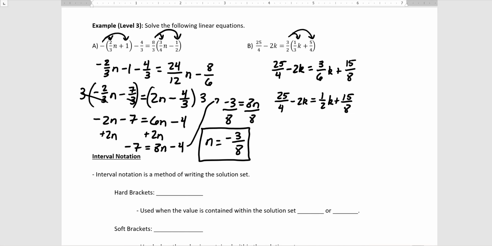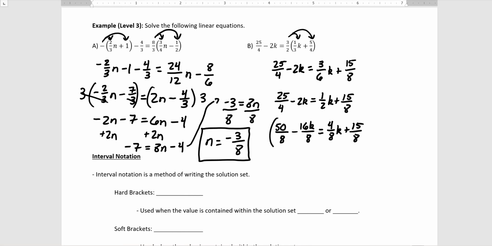Gross. Well, looking at letter A, we had that common denominator that we multiplied by, and that made everything easier. So let's try to get everything here to have a common denominator, all right? So I have denominators of 4, 2, and 8. 8 would be the denominator that would work best here. So I could rewrite all of these with the denominator of 8. So 50 over 8 minus 16k over 8 equals 4/8 k plus 15/8.